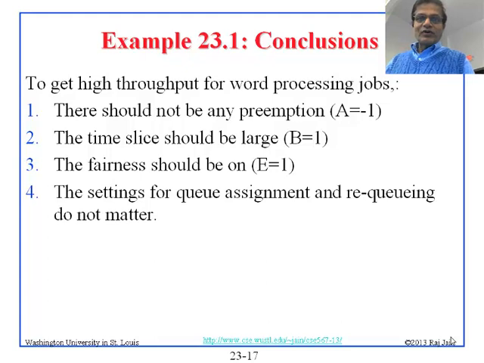Right? So, anyway, the conclusion based upon that analysis was that there should not be any preemption. A should always be minus 1. B should always be plus 1. The slice should be large. The fairness should be on E. And the Q assignment and decoupling do not matter. So that was the initial calculation, right?